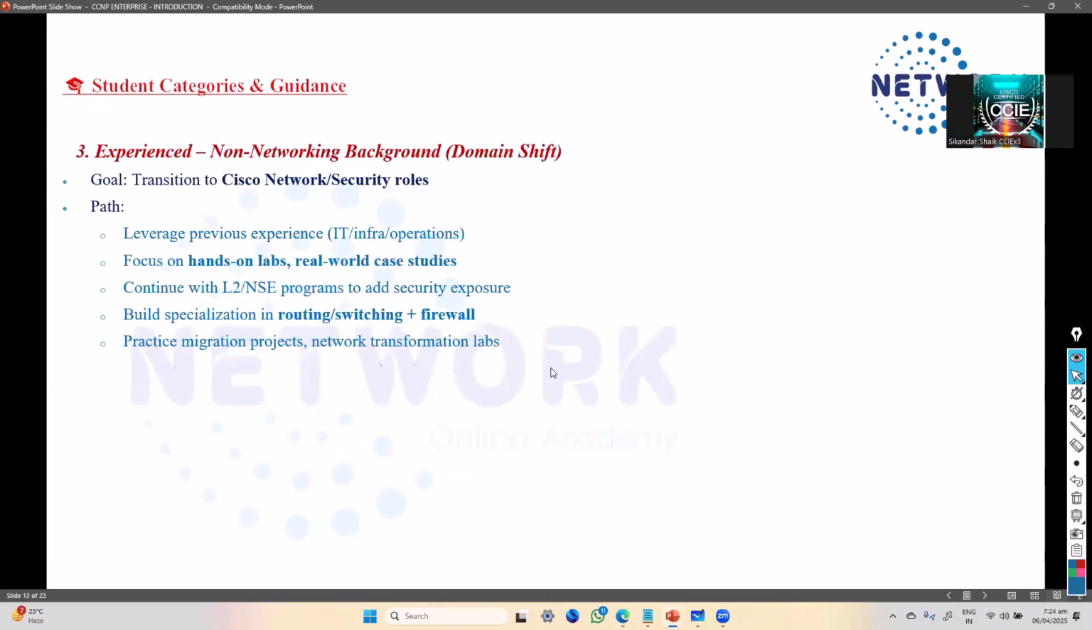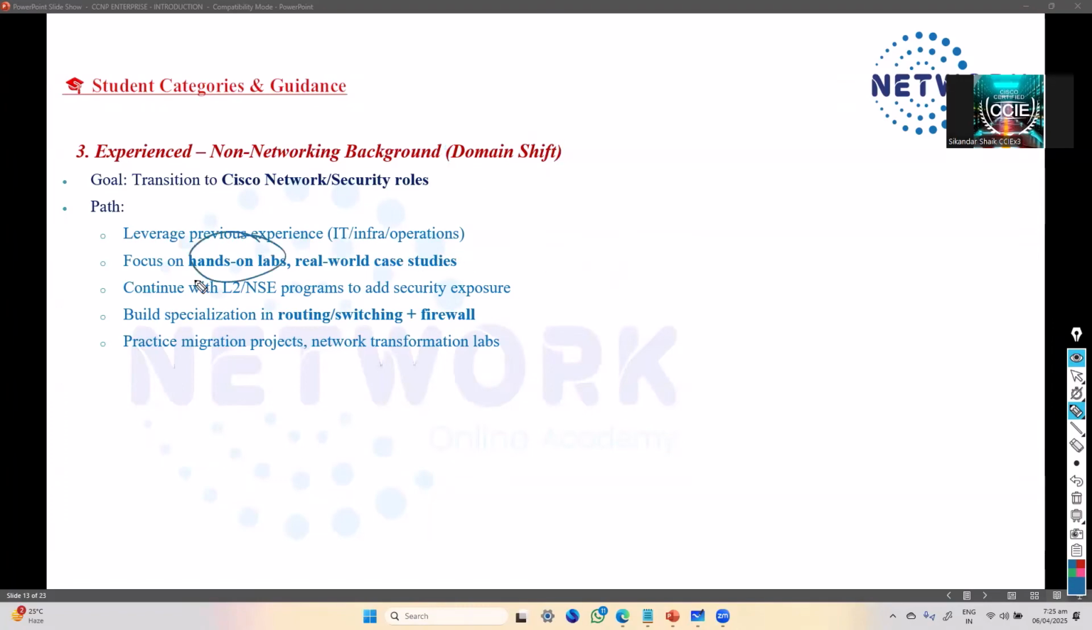And the third category, which is also a possible thing, where you might be experienced but in a non-IT background, sorry, or moving from a different role. Generally, we call it a domain shift, where you're moving from a different domain to mostly a network engineer or network security kind of role. Now, when you're moving into this domain, that's where the challenge comes, because you are completely moving from one domain to another. So here you need to have a good understanding of the CCNA, CCNP skills, which we'll be adding.